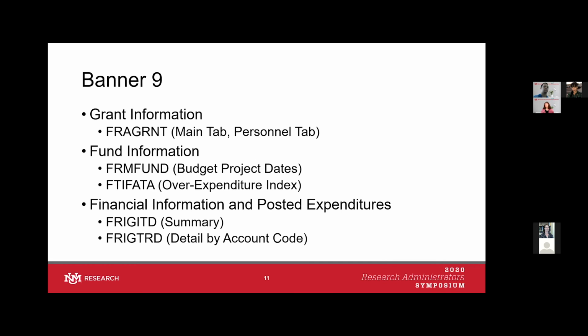So you can do it for the whole award period. You can do it for the month. You can do it for a year, whatever date parameters you want. And it gives similar information, as I said, as the My Reports. From there, you can go to a related screen, FRIGTRD, which gives you the detail of all the postings for that account code based on the date parameters that you stated.